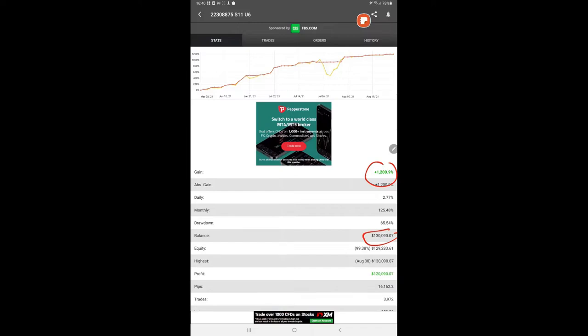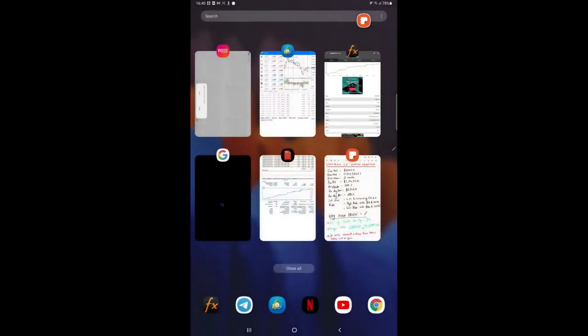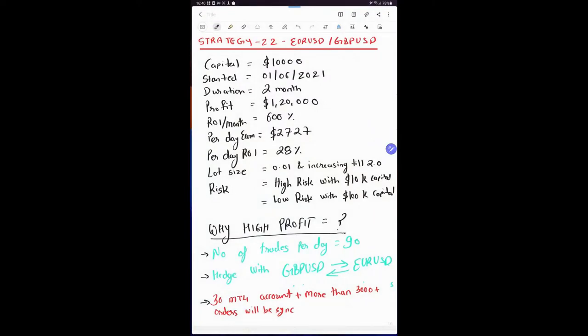Currently the client has withdrawn the $10,000 of main capital that he invested. Now we are going to study the statement, the basic capital, and when it started. The account started on the 1st of June, and the capital was $10,000. In a 2-month period the profit delivered 120,000, almost 120k, and per month 600%. If you had invested 100k and were running with high risk, you could get $27,000 profit per day.